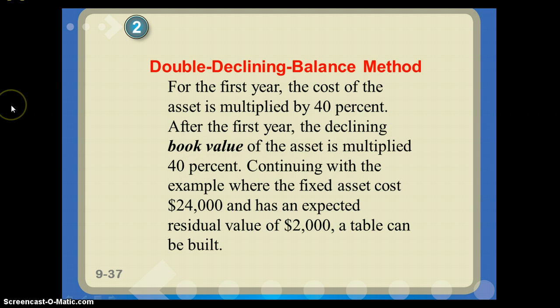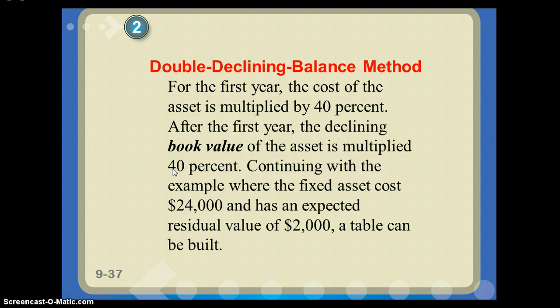For the first year, the cost of an asset is multiplied by 40% for this example. After the first year, the declining book value of the asset is multiplied by 40%. This requires more math. So we take the beginning cost of it minus the first 40% depreciation. Now we have a new cost. Now we take that new cost minus the 40% depreciation. We get a new cost, so on and so forth.